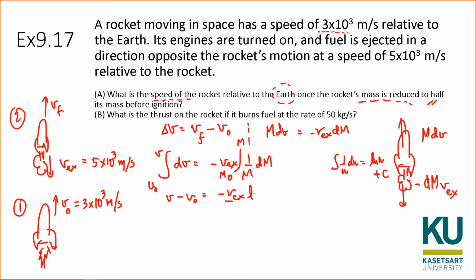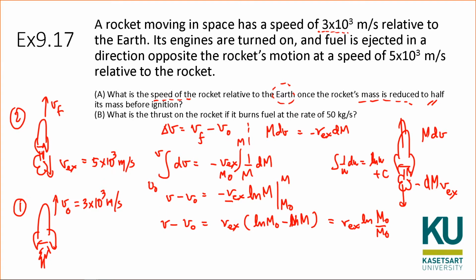So this term, if you do the integration, you get ln m from m0 to m. You have the minus sign over here, so that means you have Vex times ln m0 minus ln m. So this is how you get Vex ln m0 over m. This is your v minus v0. If you would like to determine the terminal velocity, in this case v equals v0 plus Vex ln m0 over m.